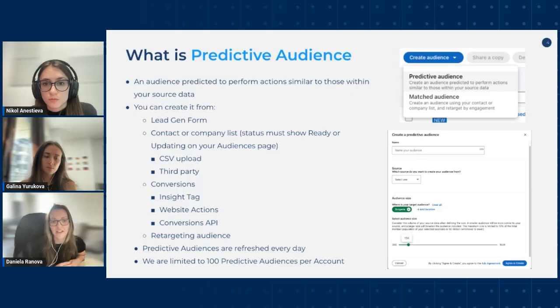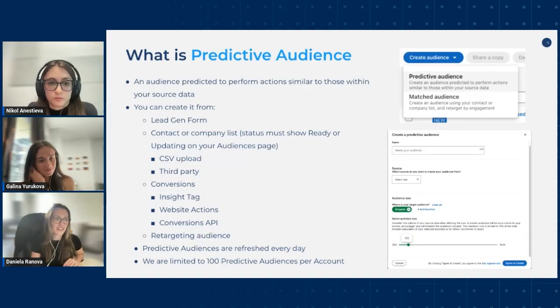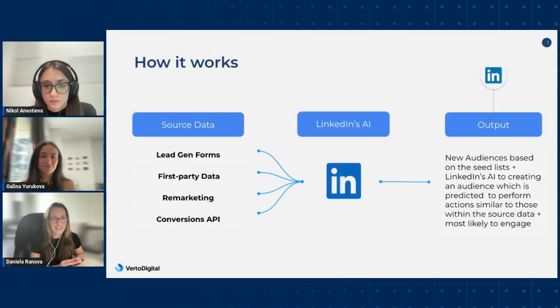This is automatic. And within a single account, we can have up to 100 predictive audiences. We cannot make any more as of yet. I'm not sure whether that would change, but as of now, this is the case. And this is just a graphic on how this looks. What we provide LinkedIn's AI, as I mentioned, it could be anything.